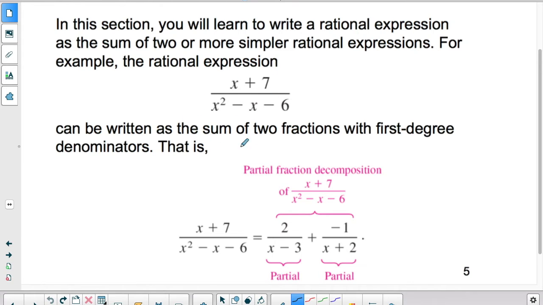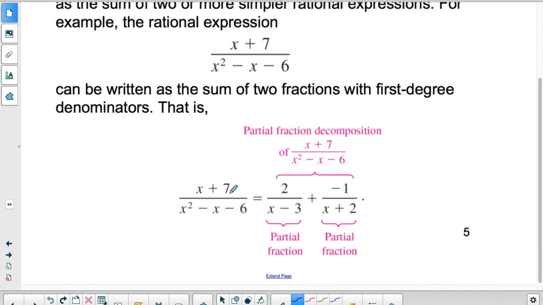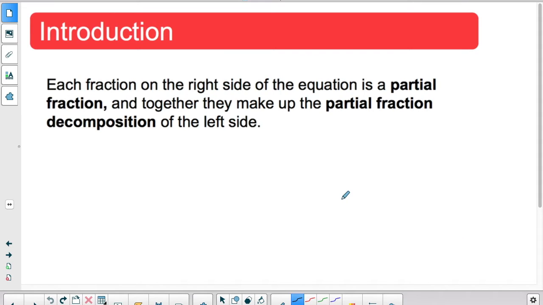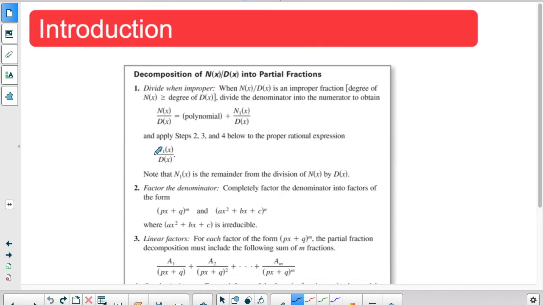Because what it's saying is this here can be written as the sum of two fractions with first degree denominators. That is, x plus 7 over x squared minus x minus 6 is equal to 2 over x minus 3 plus negative 1 over x plus 2. We can break it down. Now we're not going to just jump through and say, okay, that's what it is, but I'm going to walk through how we do that. Each fraction on the right side of the equation is a partial fraction, and together they make up a partial fraction decomposition of the left side, how we break it back down.